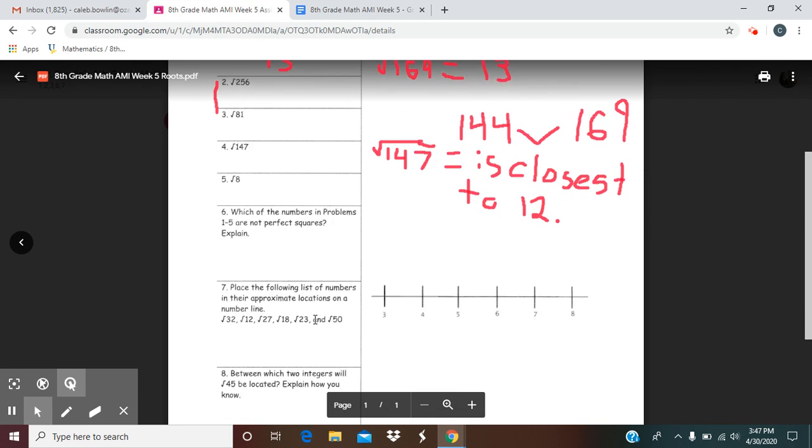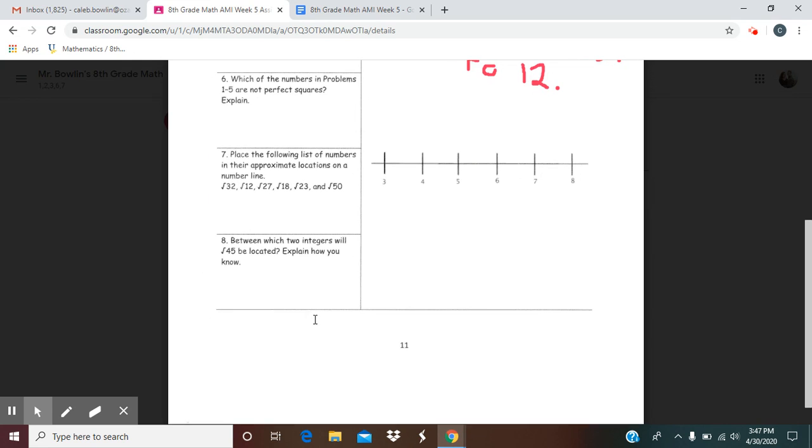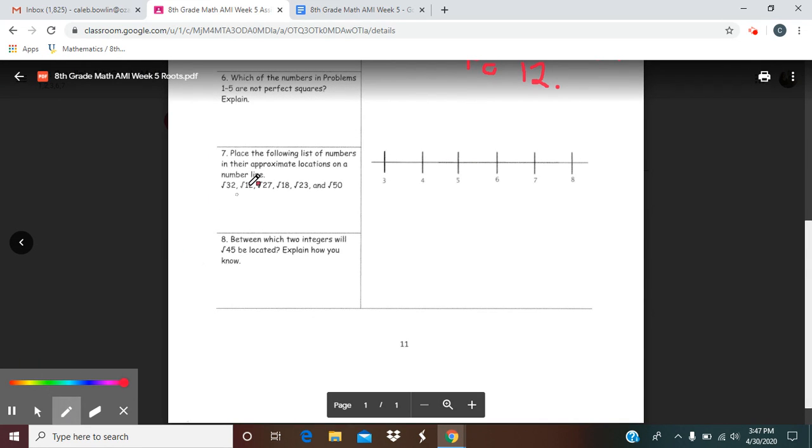Now let's take a look at question number 7. We have placed the following list of numbers in their approximate locations on a number line. So, newsflash, none of these are perfect squares. So they're all going to be approximations. So we need to figure out what all of these approximately are. I'm going to help you with the first two, the square root of 32 and the square root of 12, and then you guys will need to do the rest on your own.